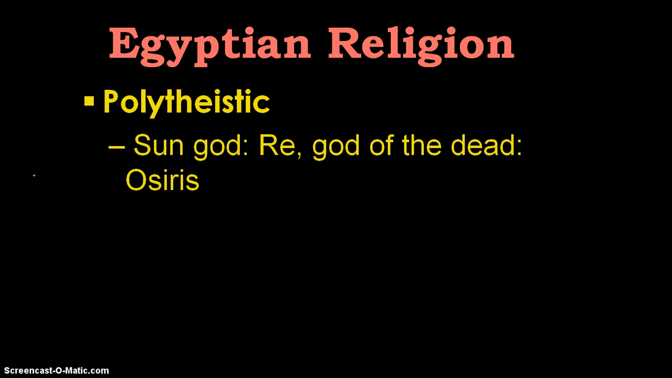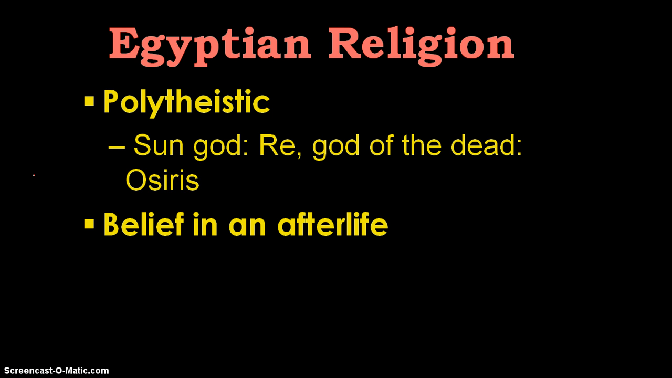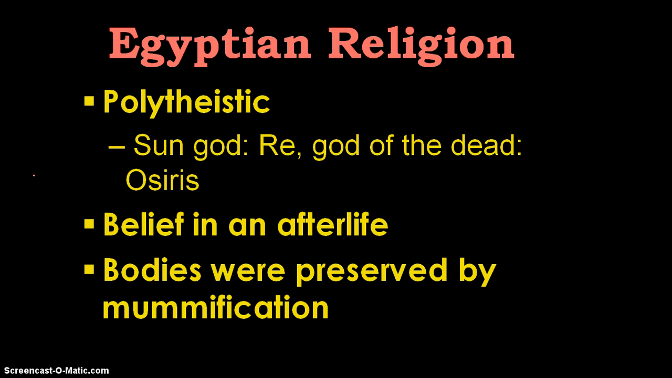All right, Egyptian religion. They were polytheistic, right? There was a sun god, god of the dead. Remember, the pharaohs were also considered to be gods. The belief in the afterlife. Because they believed that you had to be prepared to have a good afterlife, so they had to preserve the bodies, both with mummification and with the pharaohs in the pyramids.